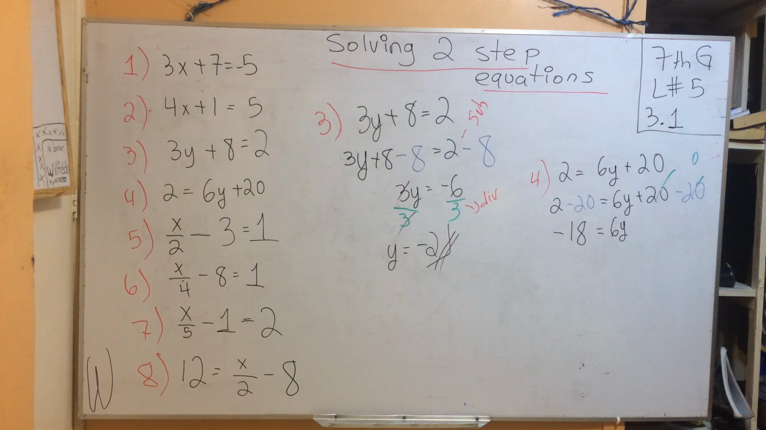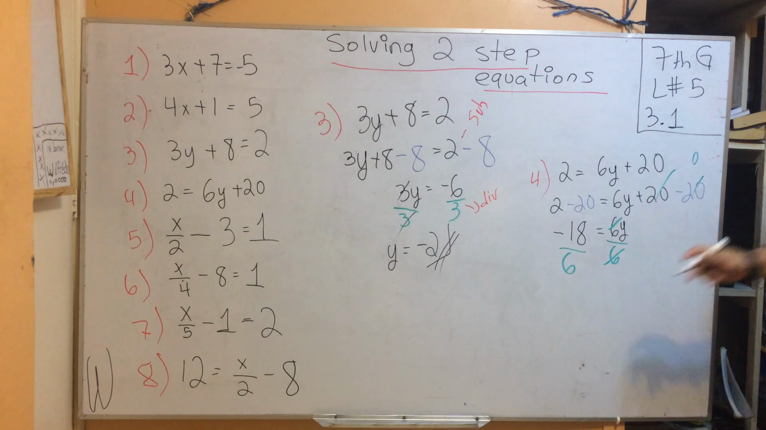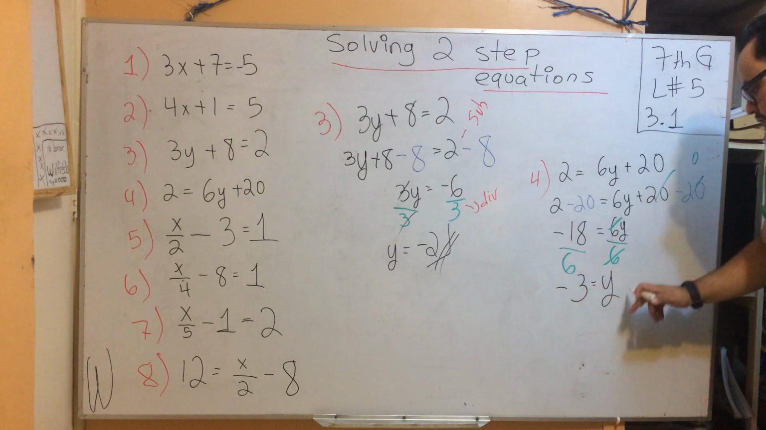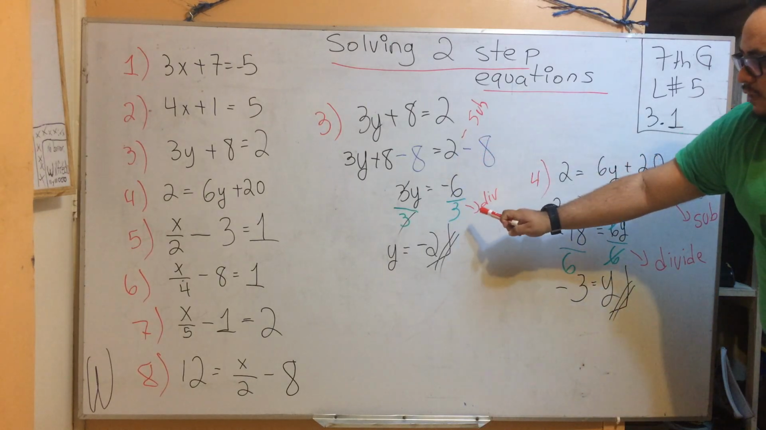Now, how do we eliminate this 6? We divide both sides by 6. Because this one eliminates with this one, and we only have y on this side, and then we have negative divided by positive, negative 18 divided by 6, negative 3. And here we have our answer. What are the 2 steps? Here we subtract, and here we divide. Same thing with here. First we subtract, then we divide.